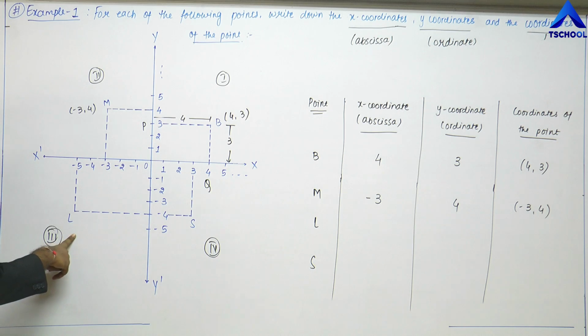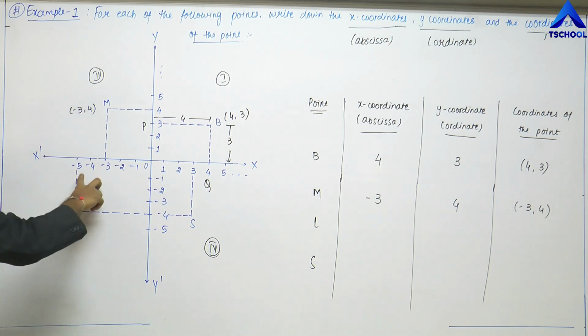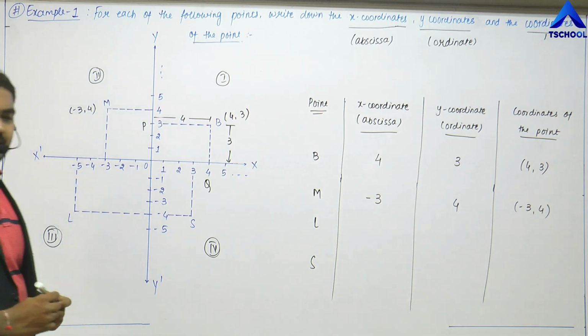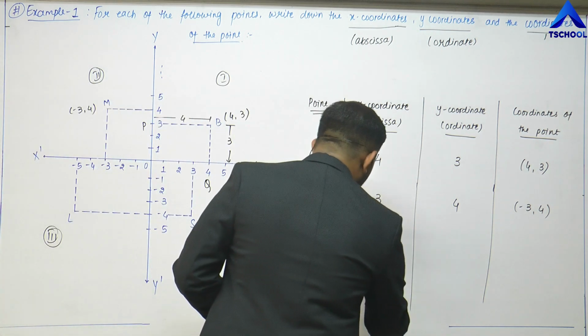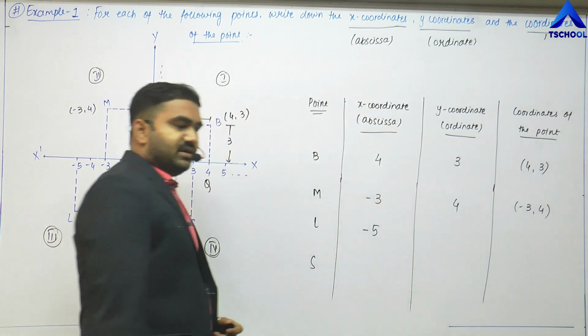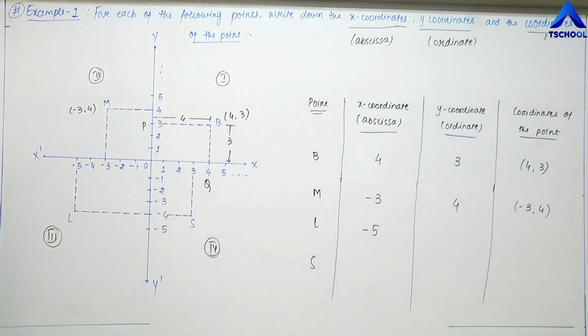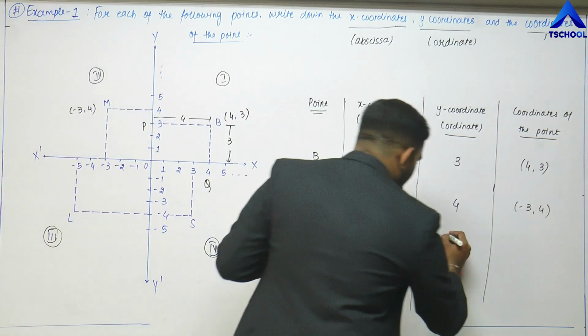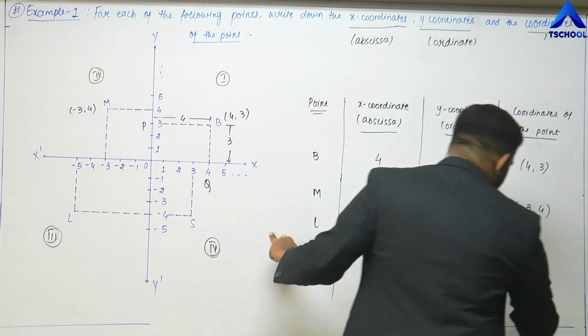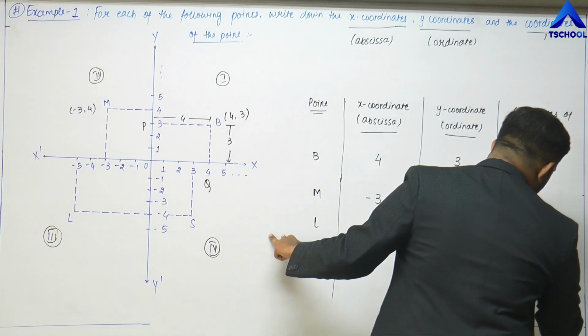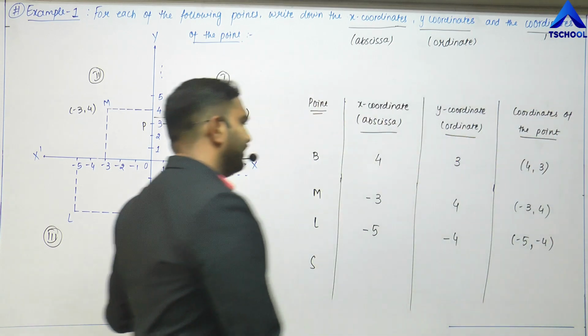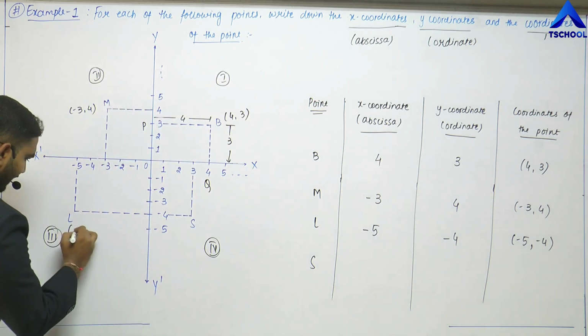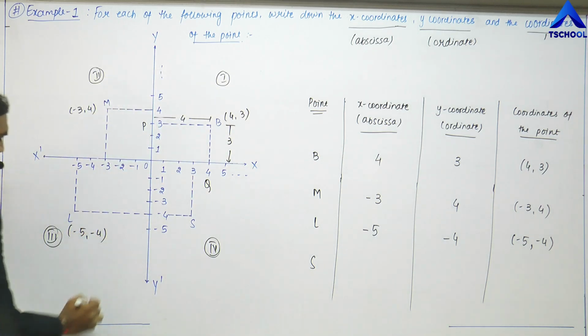So what is the x coordinate of L here? Perpendicular distance from the y-axis measured along the x-axis. Measuring the distance, that is 5, but as it deals with the negative x-axis, it will be minus 5, and similarly for the y-axis it will be minus 4, which gives me the coordinates of the point minus 5, minus 4. So L has coordinates minus 5 comma minus 4, right?